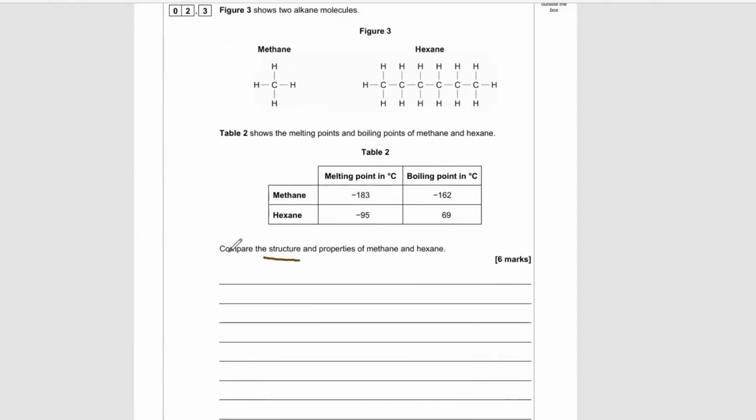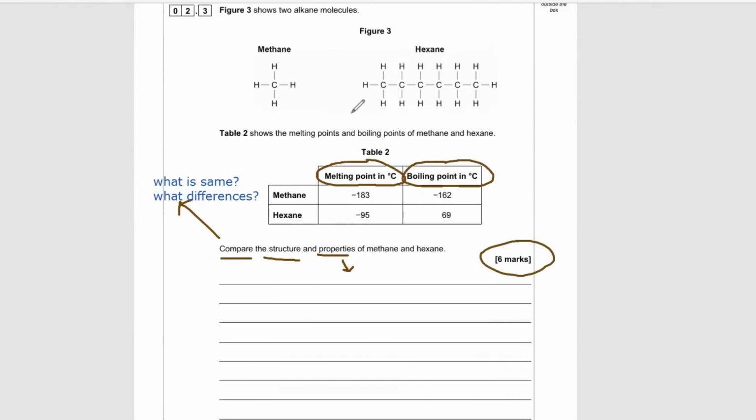So what you have to do here is you're going to get some marks for talking about the structure. So look at them physically. How can you compare them? What is the same? What is different? So what do they both have or contain, and what do they both have that is different? So that's the nice easy bit. And then you've got to link that to their properties, like their boiling point and their melting point. So how does what you see with your eyes there affect their melting and boiling point? Okay, so it's 6 marks. So why don't you pause the video, grab a pen, bit of paper, have a go and see if you can work out what's the same and what's the difference between them.